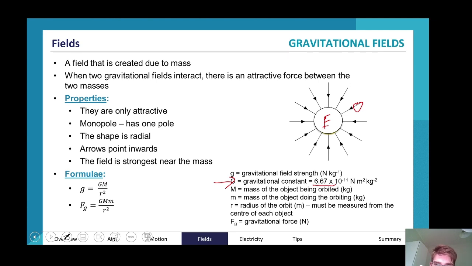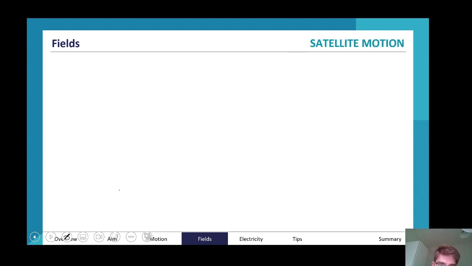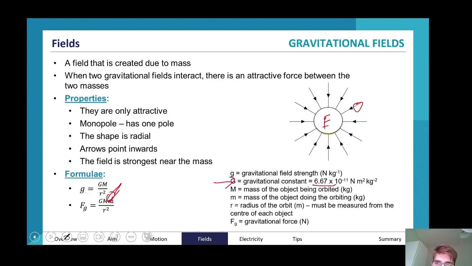However, 90% of students make a mistake here. Big M is the mass of the Earth, the mass of the larger body. Smaller m is the mass of the smaller body, the Moon. The radius, this is where students mess up all the time. It's from the center of the Earth to the center of the satellite. Alright?